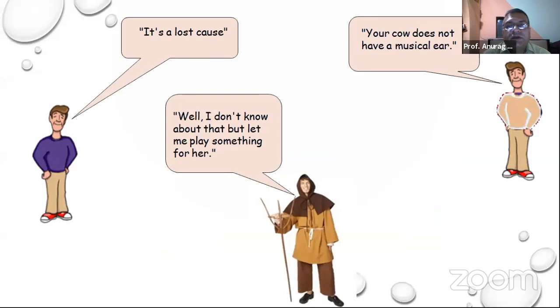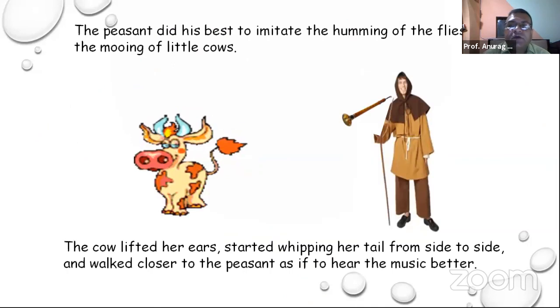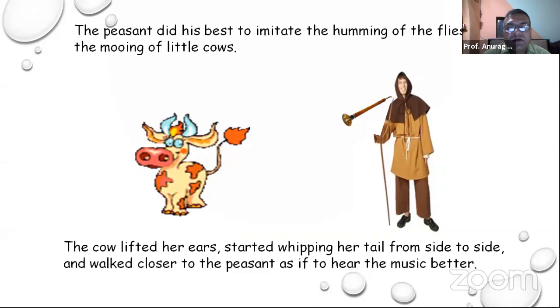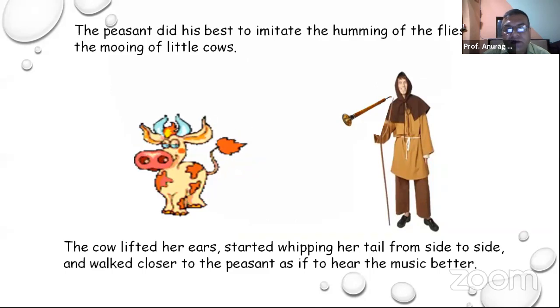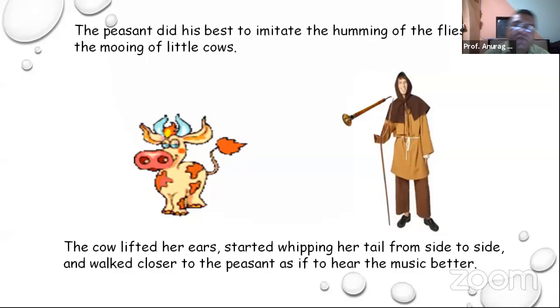They both said that it is a lost cause and the cow doesn't have a musical ear. Then the peasant said, well, if you don't mind, I would like to play something for the cow. So what the peasant did is, he imitated the humming of flies and mooing of little cows. And the cow started whipping her tail from side to side and walked closer to the peasant as if to hear the music better.